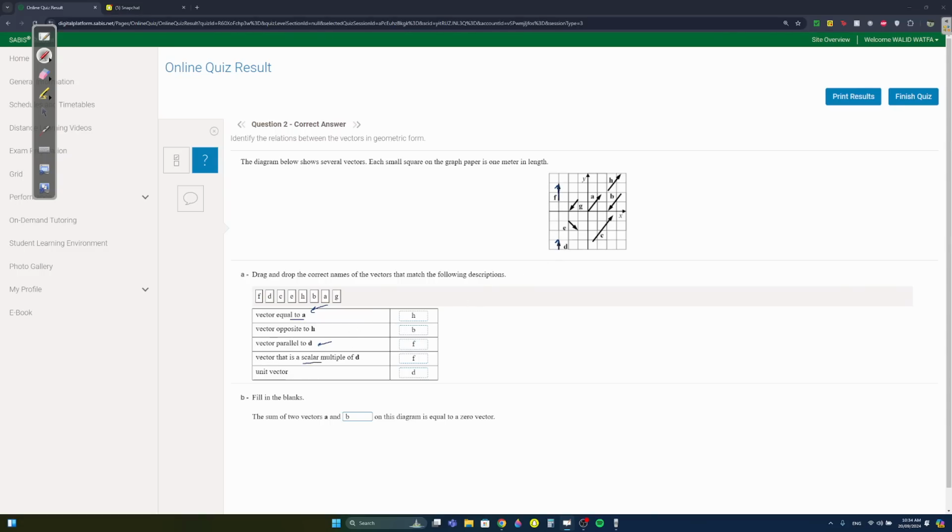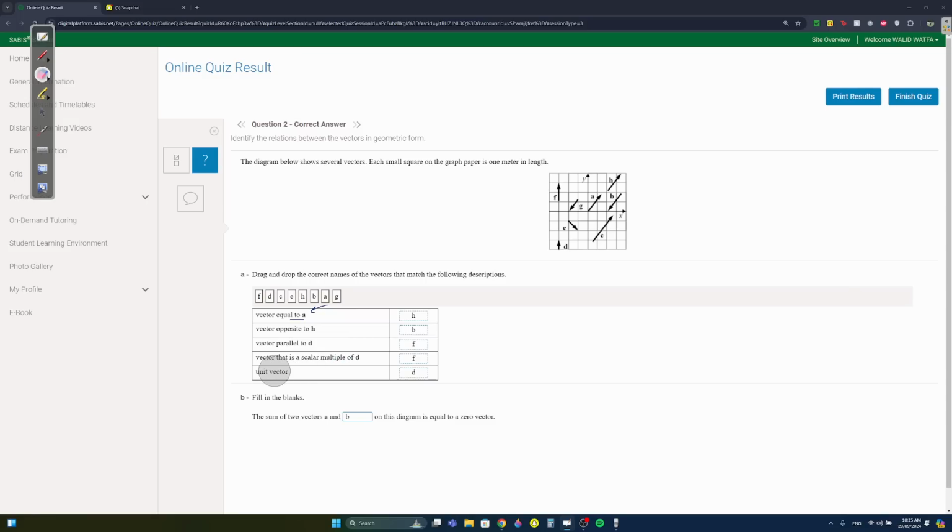Vector that is a scalar multiple of D. When you multiply a vector by something, you extend its length, or its magnitude. If you multiply the vector by a negative number, you would extend it, but in the opposite direction. So let's see if there's something going in the opposite direction of D or in the same direction. There's nothing going down. We only have F, because it's a bit bigger than D and it's going up also. That means it's a scalar multiple.